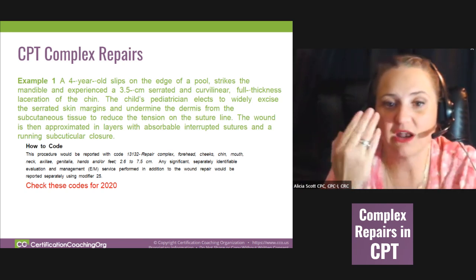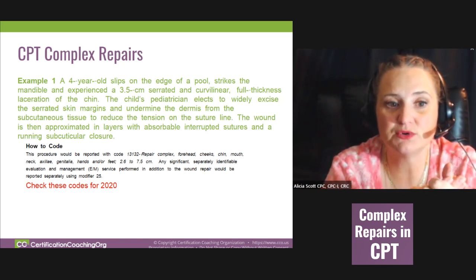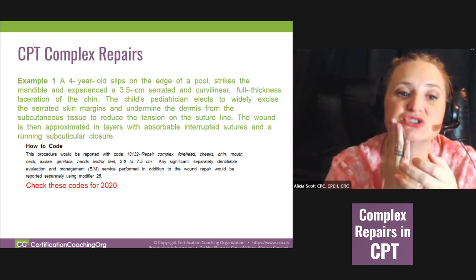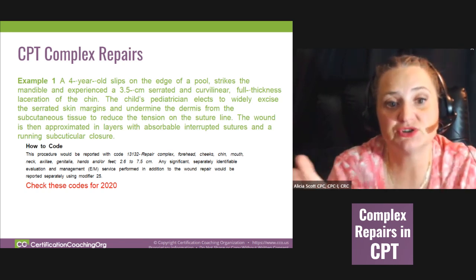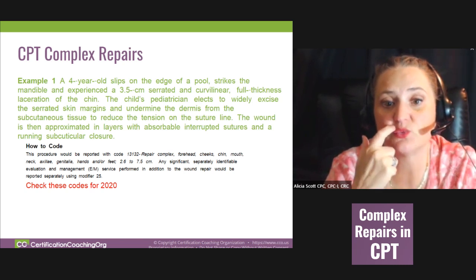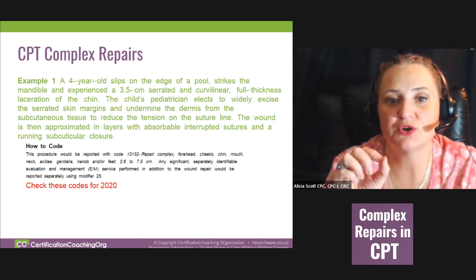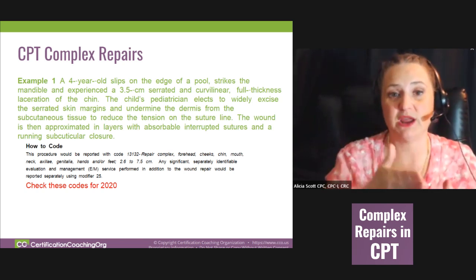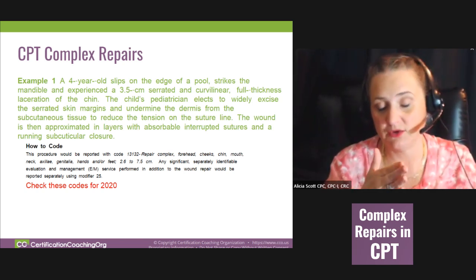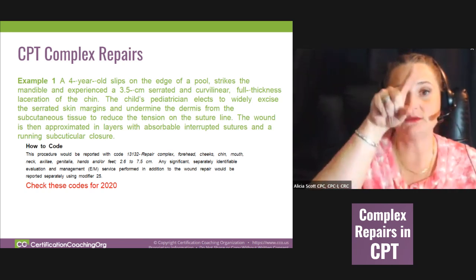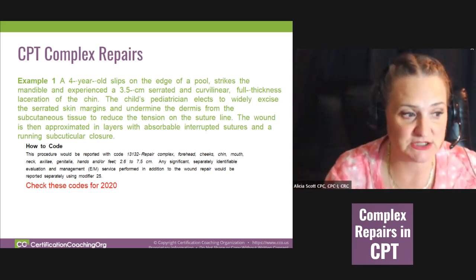Okay, so then we fell on the edge of the pool, struck the mandible, which is the jaw, and got a 3.5 centimeter serrated, curvilinear wound. So serrated, think of a serrated knife. That's your bread knife if you have knives. Serrated means it has scalloped type edges, right?